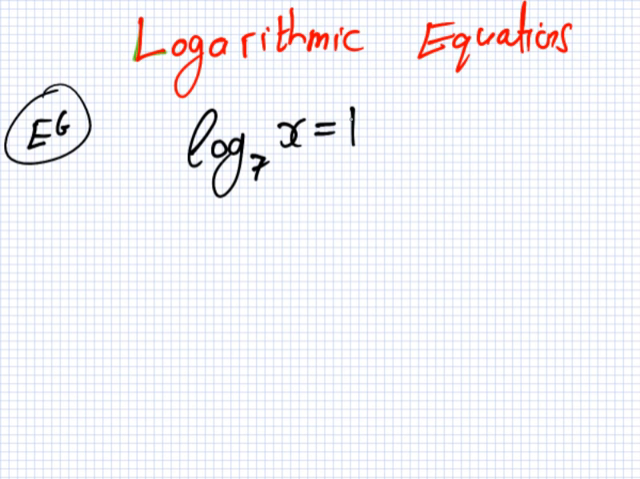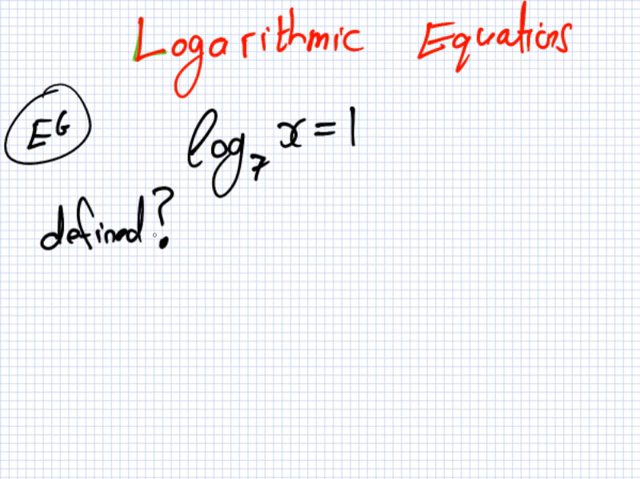Right, so for logs, it's very important that you say when it is defined. So at the start of the question, you must say what values the x can be. So in this one, what could the x be? Could it be any number? No, it can't be any number.